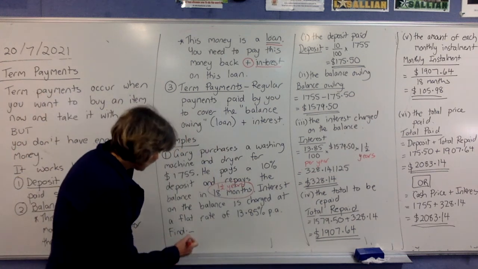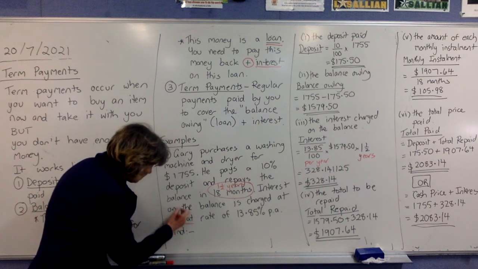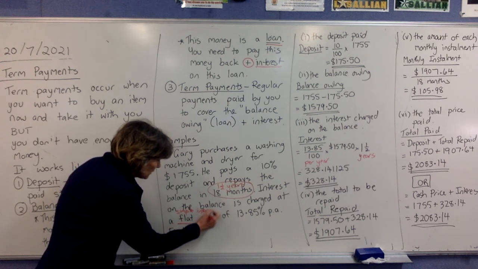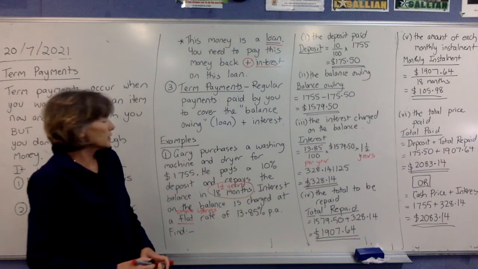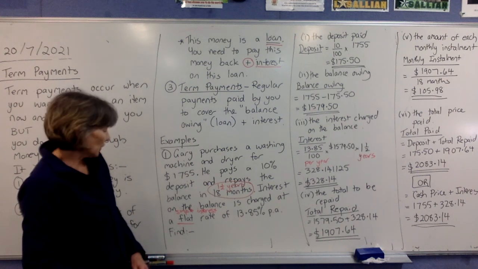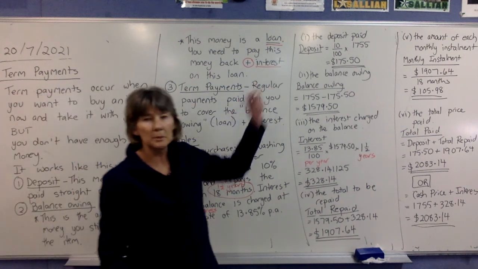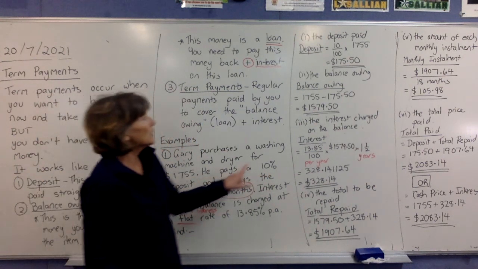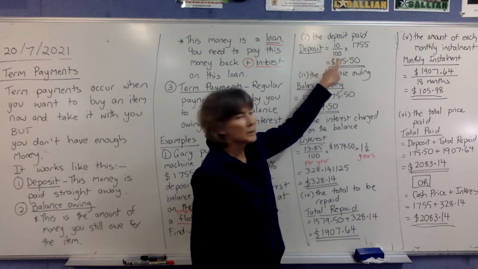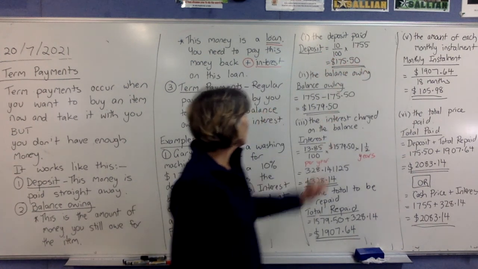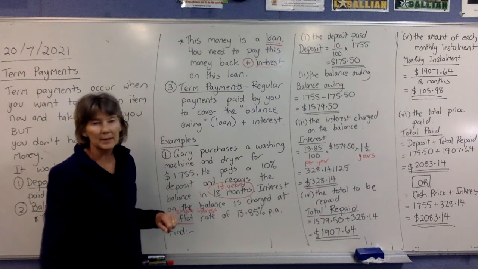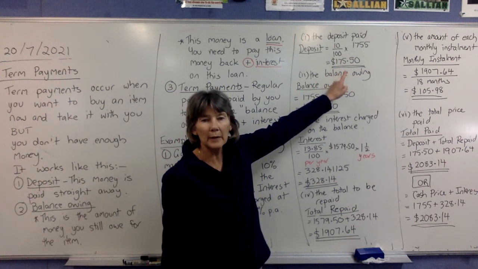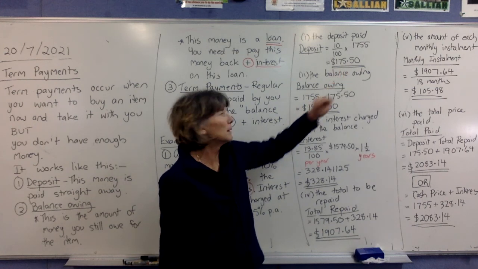Remember that flat is simple, so we're doing simple interest for these questions, not compound interest. The first thing they're asking you for is the deposit paid. It tells you you're paying a 10% deposit, so 10% is 10 over 100, so we're getting that percentage of the price of the goods you're buying, $1,755. Work out your deposit and you need to pay $175.50 straight away.